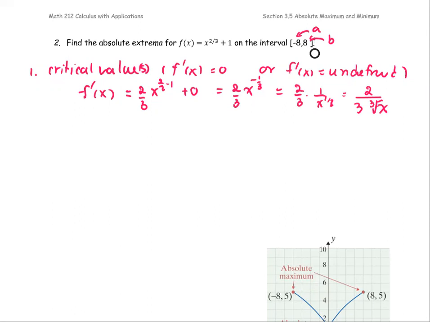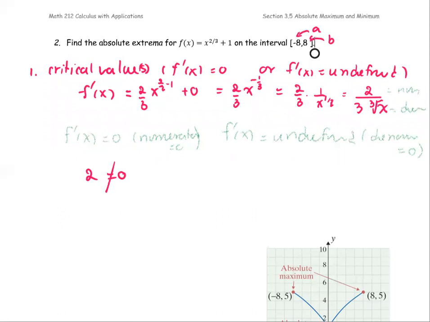Now we're going to find the critical values from two cases. The first case is that f prime equals 0. The second case is that f prime is undefined. For f prime equals 0, the shortcut is to let the numerator be 0. And the shortcut to find where f prime is undefined is where the denominator equals 0. Starting with the numerator equals 0: in our case, the numerator is 2, and the denominator is 3 times the cube root of x. So we set up 2 equals 0, which is not possible. Therefore, there is no critical value from letting f prime be 0.